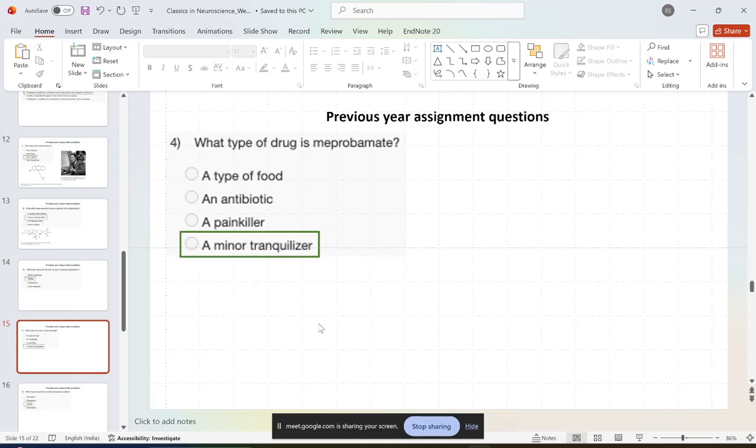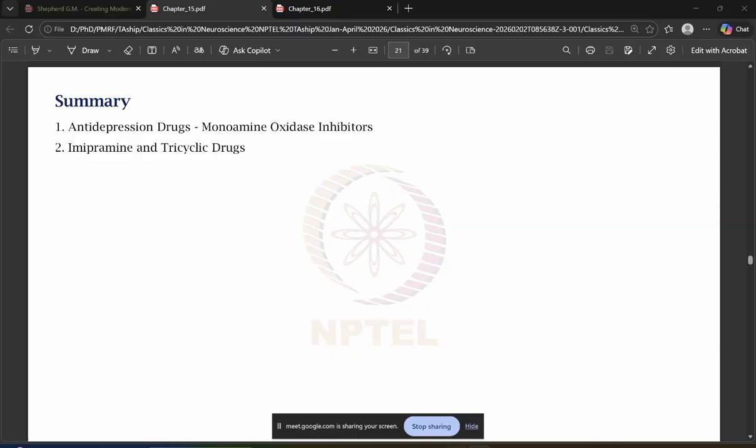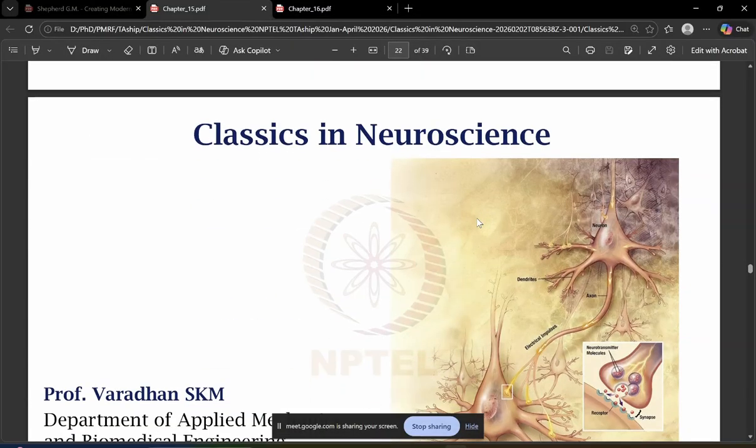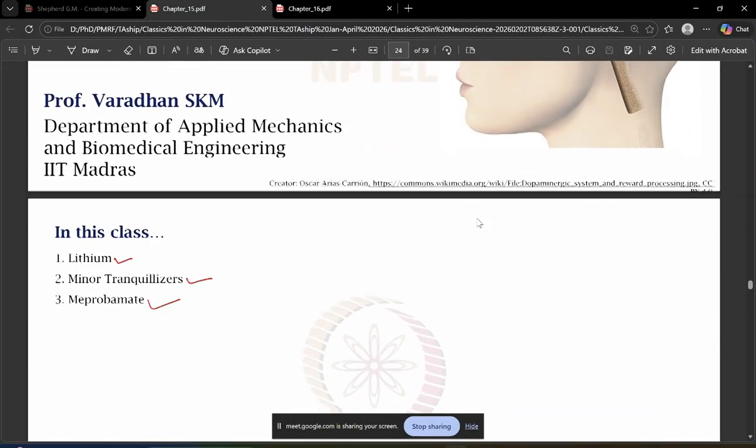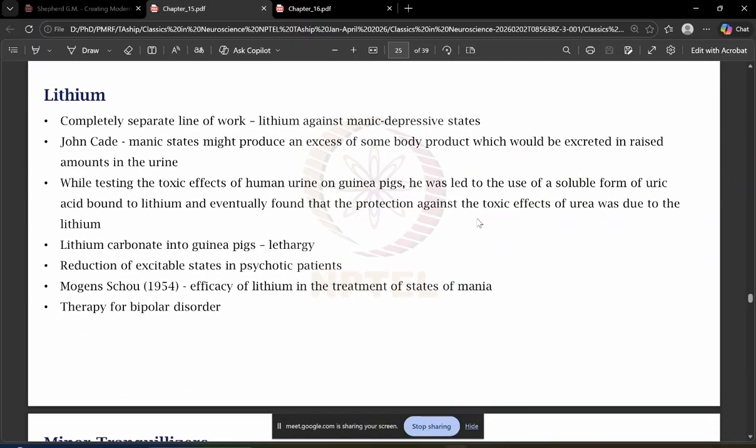Next, what type of drug is meprobamate? So what is meprobamate and how was it started? Like how did people realize how it can be used and so on?